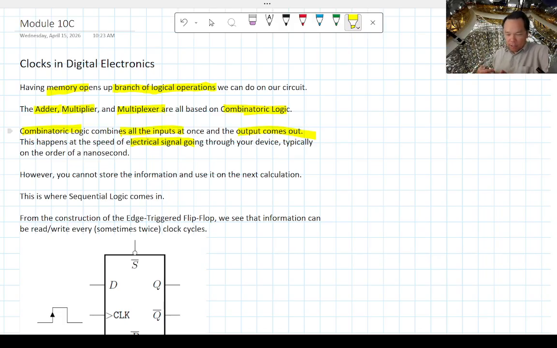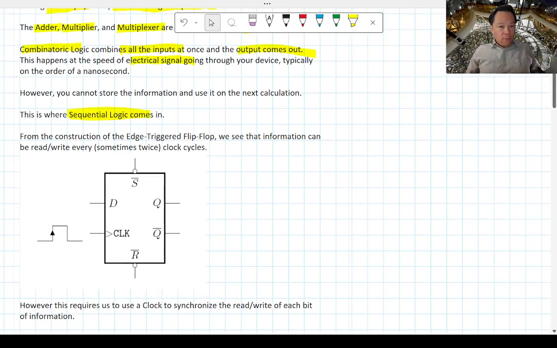However, when you want to store information for the next calculation, meaning use your memory to do more complicated things, you have to use this thing called sequential logic. So you have to do step A, remember it, and then use that step A's information for your next step. This is how sequential logic comes in. And why we introduce this now is because without memory, you can never do sequential logic, because you would never remember what you did in the previous step.